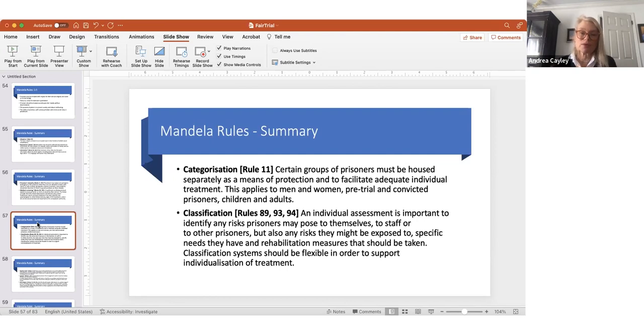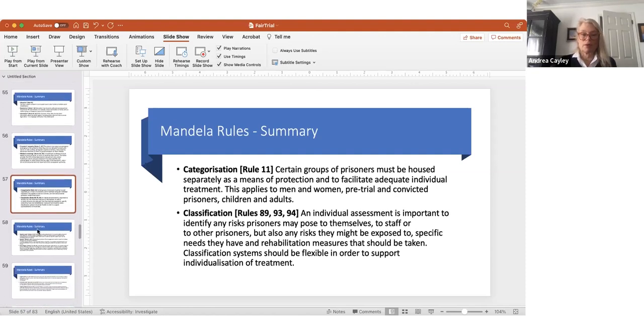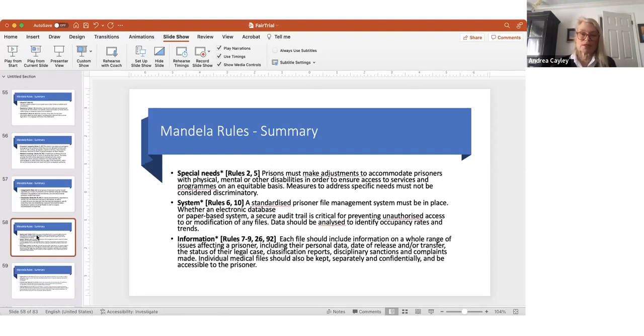An individual assessment is important to identify any risk prisoners may pose to themselves, to staff, or other prisoners, but also risks that they might be exposed to, specific needs they might have, and rehabilitation measures that should be taken. Classification systems should be flexible in order to support the individualization of treatment. Special needs: the prison should be taking into account any special needs, physical, mental, or otherwise, for the prisoner.